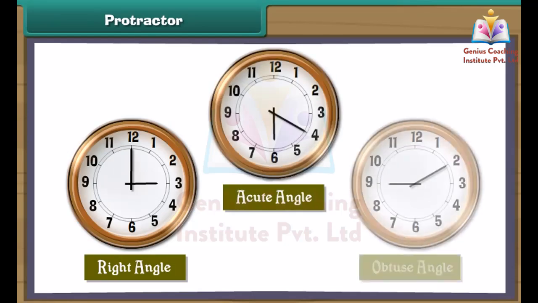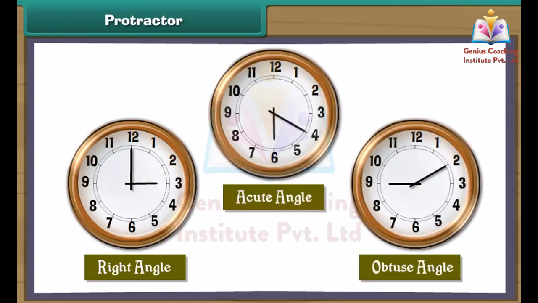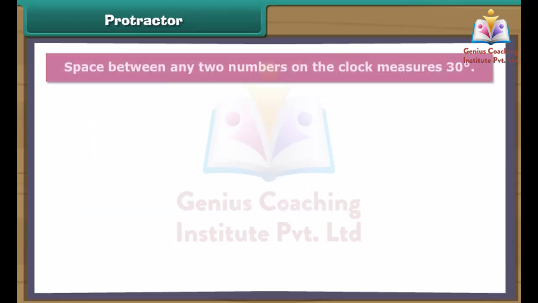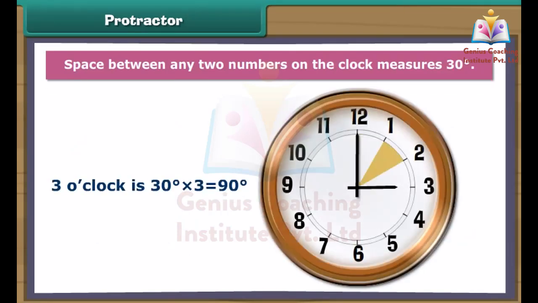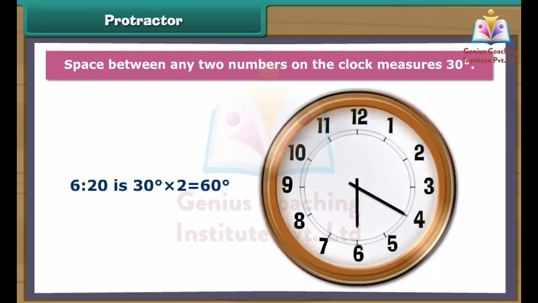The angles made by the hands of a clock can be worked out without the help of a protractor, because space between any two numbers measures 30 degrees. By this logic, we can measure 3 o'clock as 30 degrees multiplied by 3 is equal to 90 degrees. 20 past 6 as 30 degrees into 2 is equal to 60 degrees.